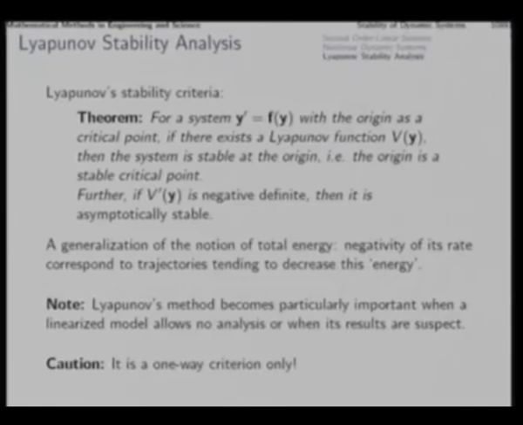If you can construct a Lyapunov function, then you can say that the origin is a stable point of the system. But if you fail to construct a Lyapunov function, that does not mean that the system is unstable. So it is only a one-way criterion.